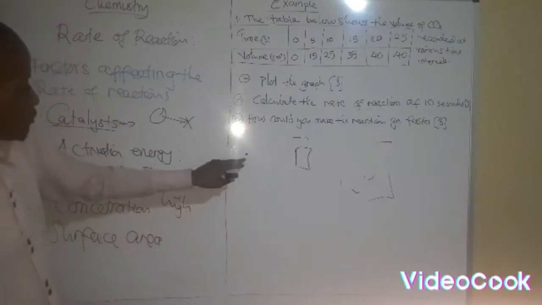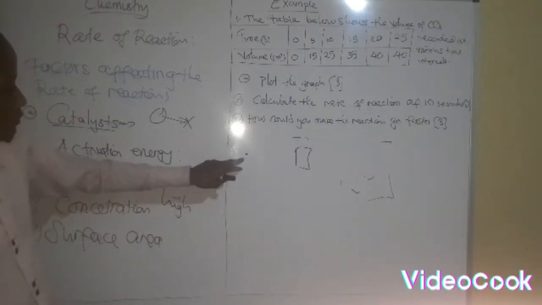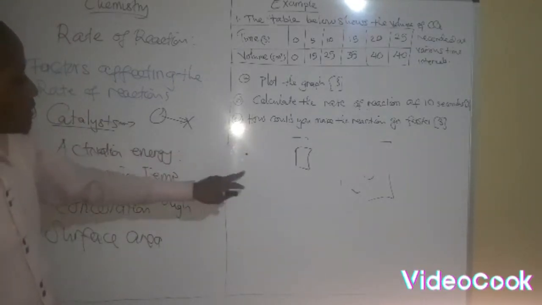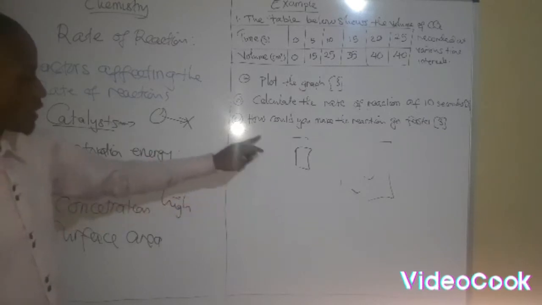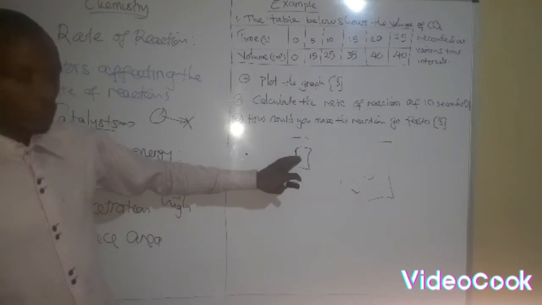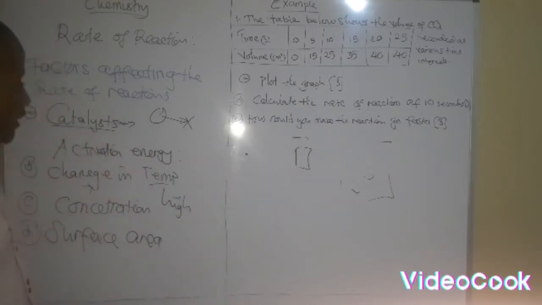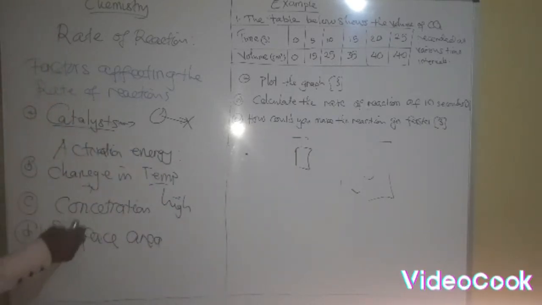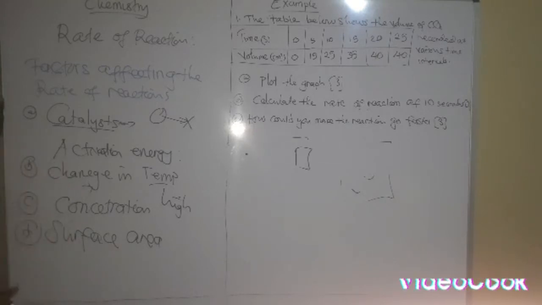When it is small, it has a higher surface area exposed to the reaction. When it is big, there is a very small surface area exposed to the reaction. So the smaller the particle, the higher the rate of reaction, while the bigger the particle, the lower the rate of reaction. You get that? So these are the common factors which affect the rate of reaction.